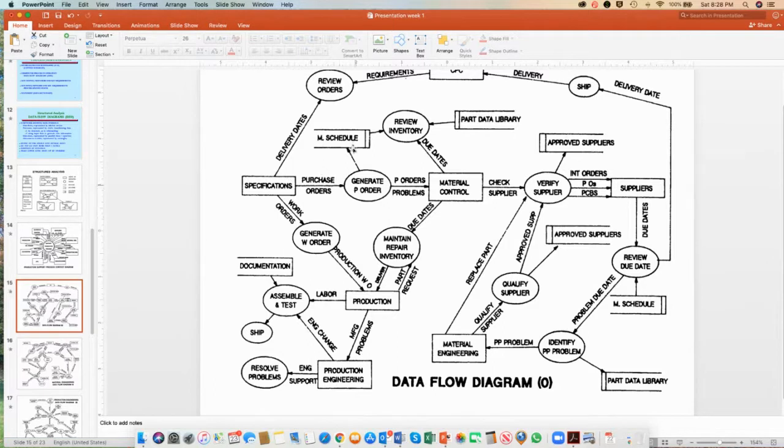So M schedule is the master schedule. When you see a double line in the master schedule, then you know it exists somewhere else. There is where it also exists. Then the part data library. There's a data library on each part. It exists here, and it should exist somewhere else. There it is. So the idea here is to show you how different parts of the organization work together. So you have production engineering, which is here.